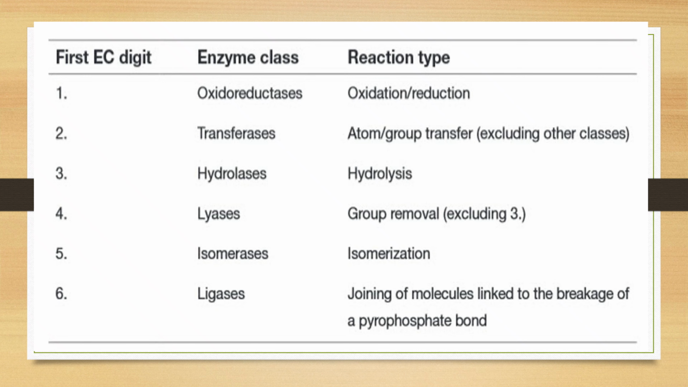The slide is also showing your six classes of enzymes and the type of reaction. In oxidoreductase, you have the enzymes which are doing oxidation and reduction. In transferase, you have a group of enzymes which are transferring a group from one molecule to another. In hydrolases, you have enzymes which are causing hydrolysis. In lyases, you have a group of enzymes which are removing one group to form a double bond. In isomerases, you have enzymes which are causing isomerization. In ligases, you have enzymes which are joining two molecules together.